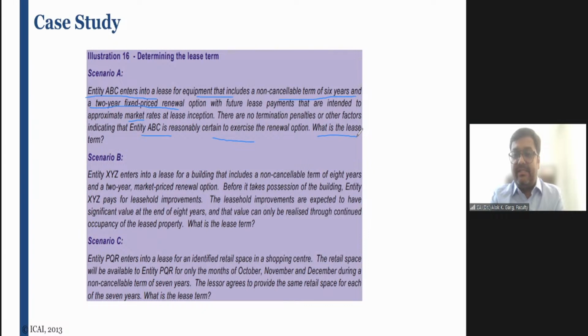Kusuma is saying lease term is 8 year. Kusuma, lease term is not 8 year. Lease term is 6 year. It is itself given in the question that there is no indicator, there are no facts which indicate that the lessee has a reasonable certainty to exercise the option. Right. And it is also given that the renewal rentals will be at market rental.